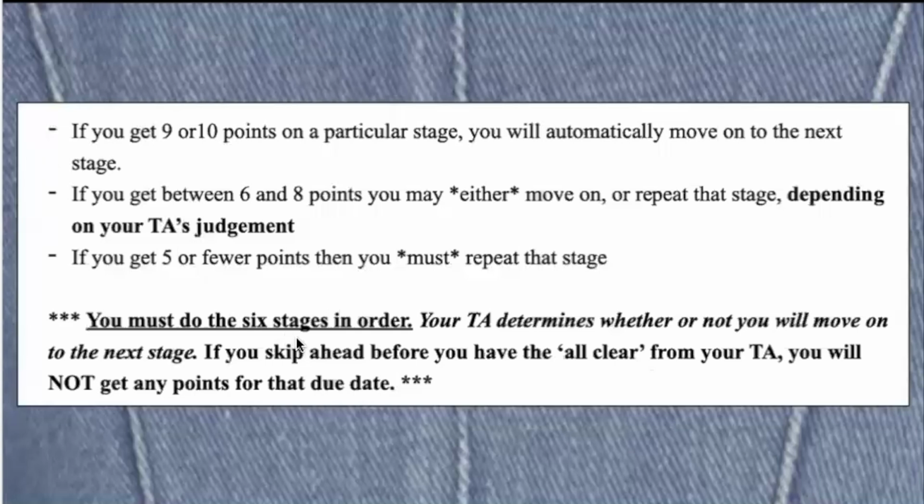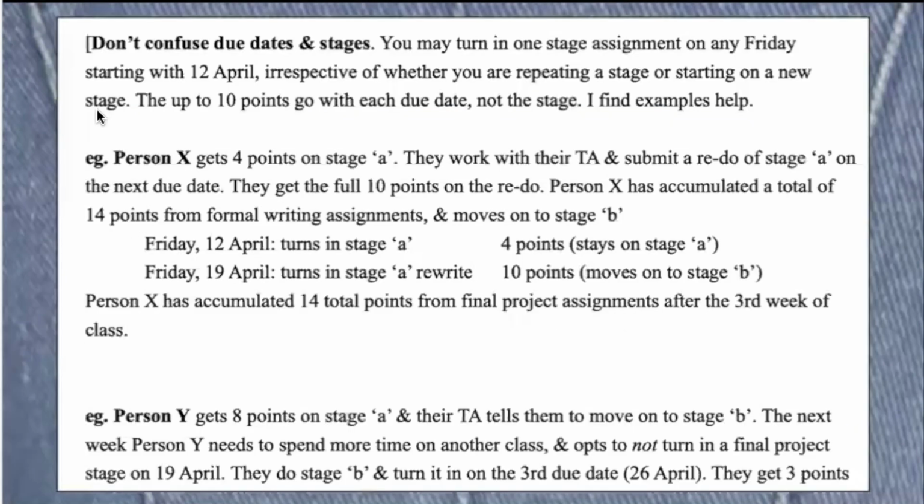You must do the 6 stages in order. Your TA determines whether or not you will move on to the next stage. If you skip ahead before you have the all clear from your TA, you will get no points for that due date. Do not confuse due dates and stages. You may turn in one stage assignment on any Friday starting with 12 April, irrespective of whether you are repeating a stage or starting on a new stage. The up to 10 points go with each due date, not the stage.